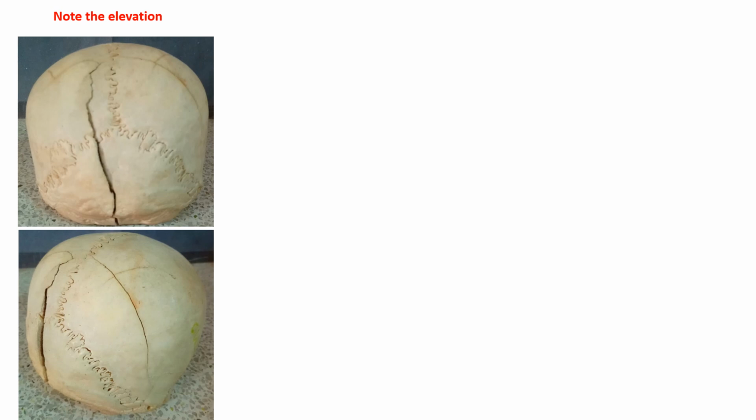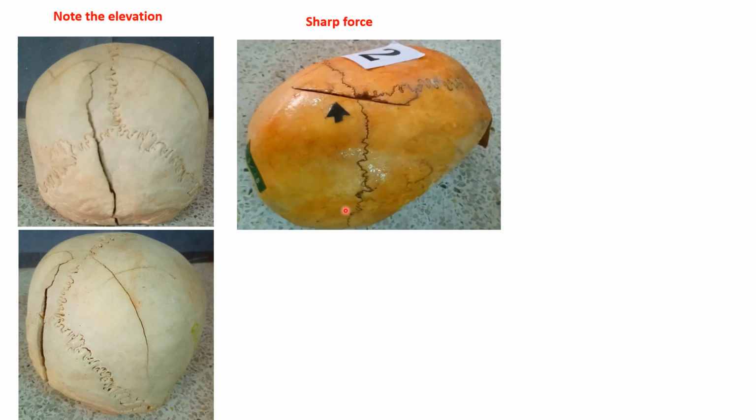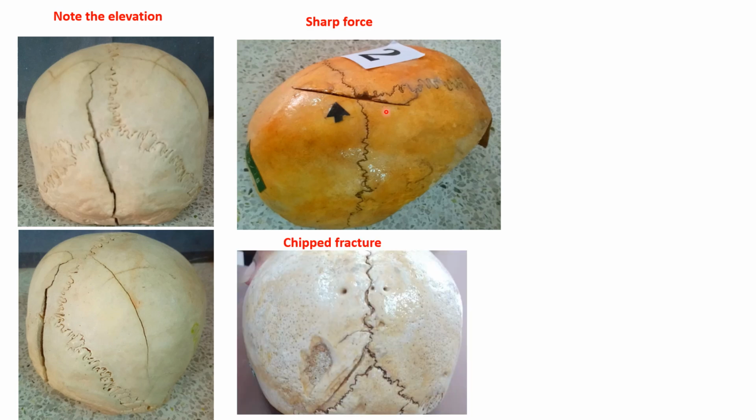To illustrate some more images, note the elevated fracture. In here, the fractured segment is elevated above the level of the remaining skull, as you can see here. It is usually caused by sharp weapons while tilting the blade. Next one is application of sharp force with a heavy sharp instrument. You can see a very nice cut injury here.